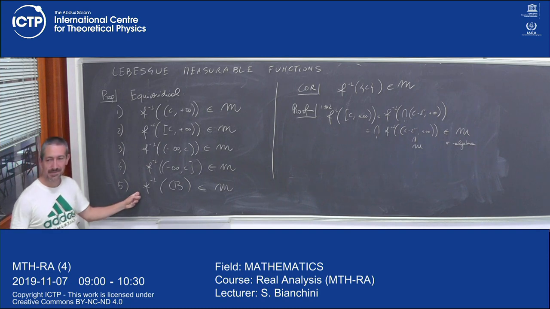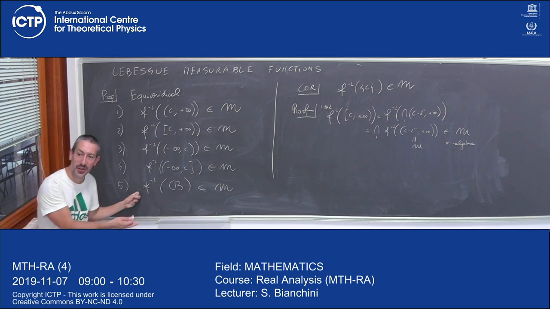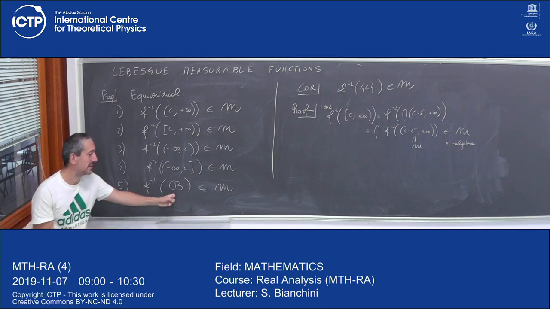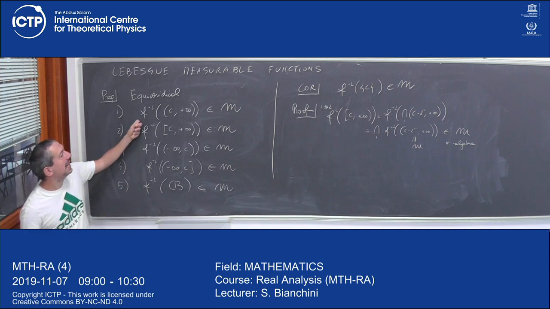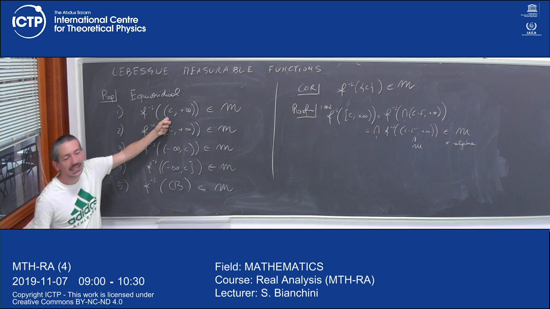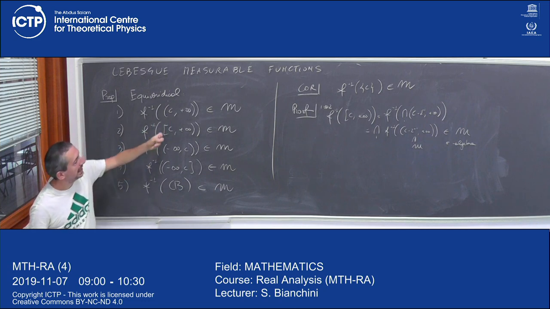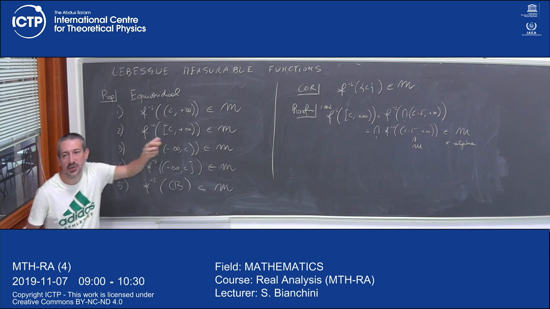And this one? Well, this was the proof we had before, that the inverse of a sigma algebra is a sigma algebra. And from this one, you know that the inverse of this set, and then the inverse of the intersection, for example, the inverse of an open set is measurable.